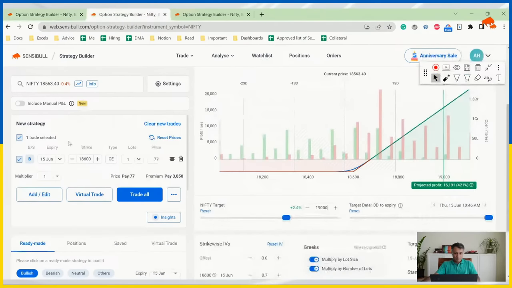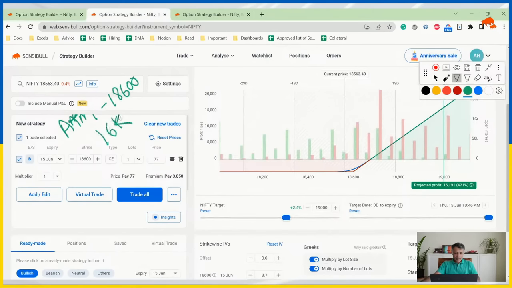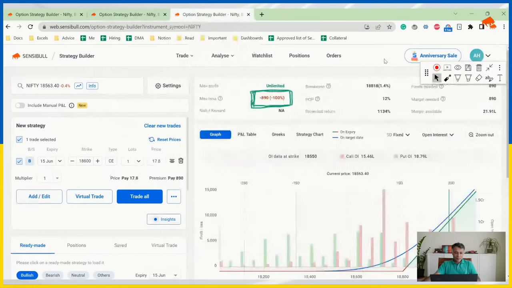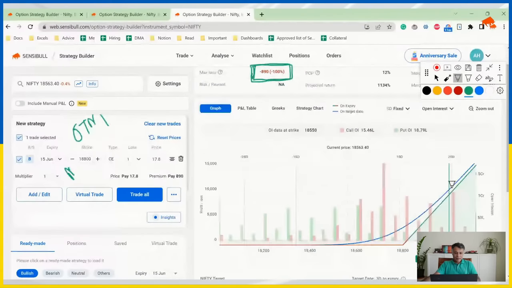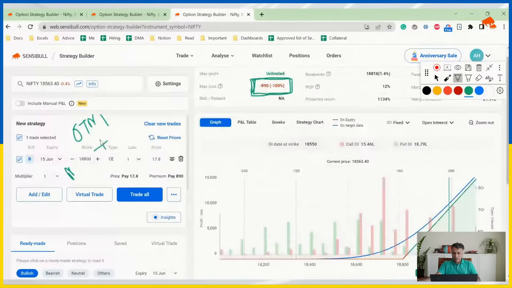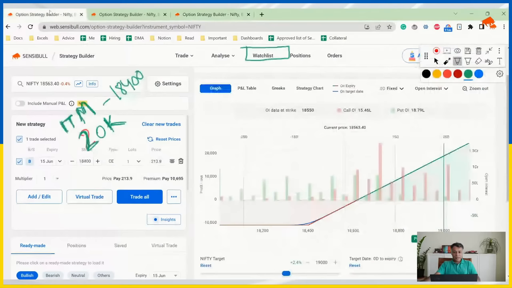Now let's look at ATM. ATM 18,600 made 16K. Correct? 16K it made. And OTM made, how much did it make? 10,000. And this is 18,800, right?